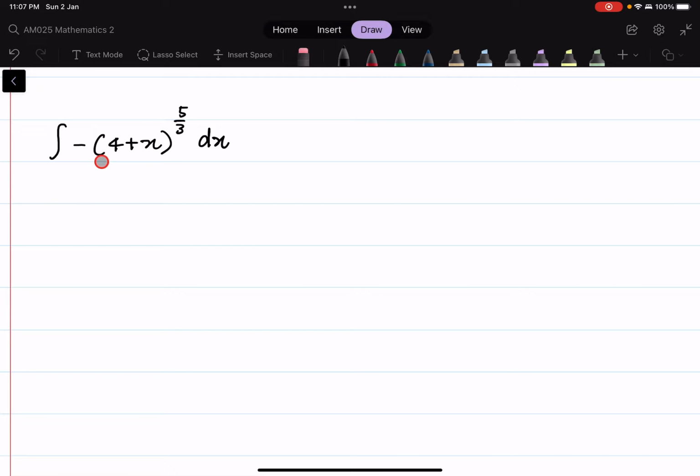Integrate negative 4 plus x to the power of 5 over 3 with respect to x. So if we look at this power, it is not equal to negative 1, and we have linear functions. That means that we are going to use these rules: ax plus b to the power of n.